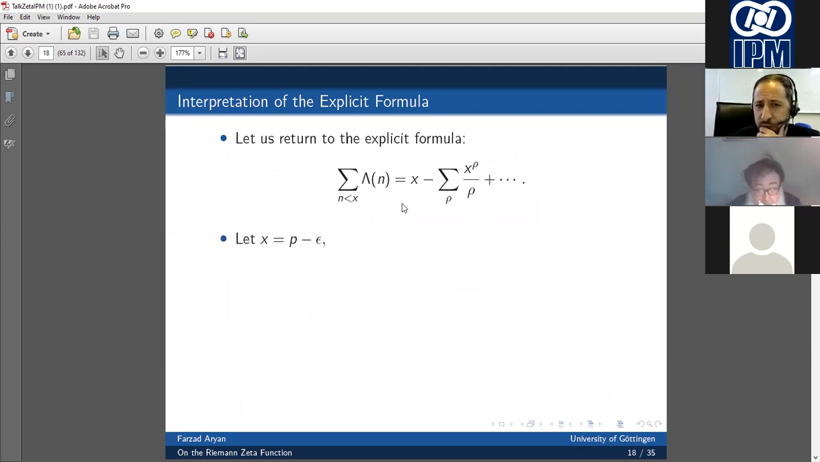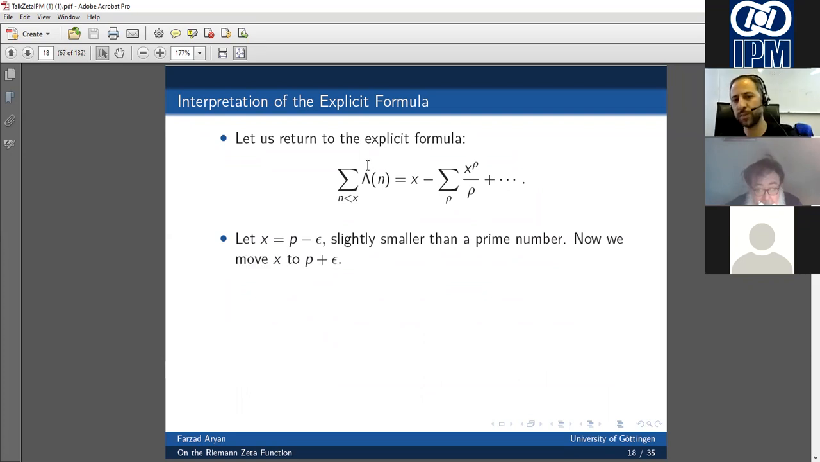This is the explicit formula. Take x to be a little bit smaller than a prime number, and then increase it slightly to include that prime. So x goes from p minus epsilon to p plus epsilon. The left-hand side jumps by log p. On the right-hand side, x does not change much, so this term here captures the jump of log p.